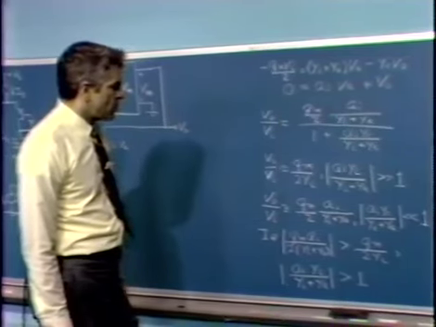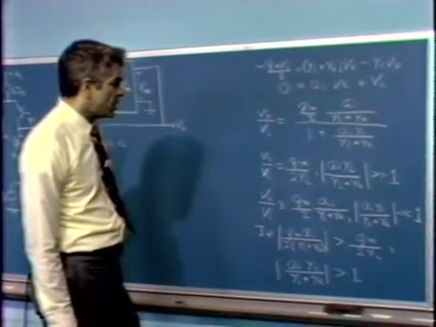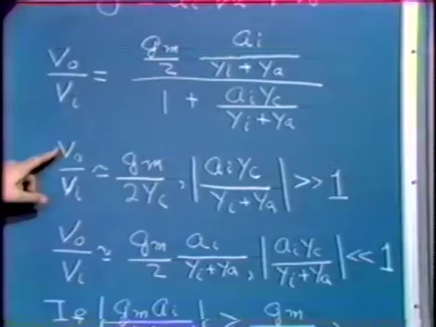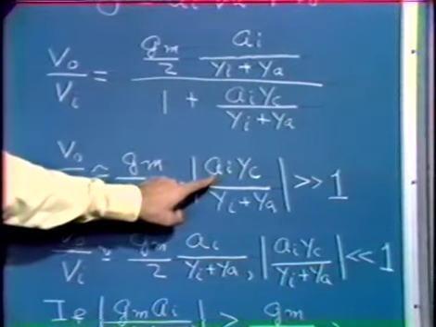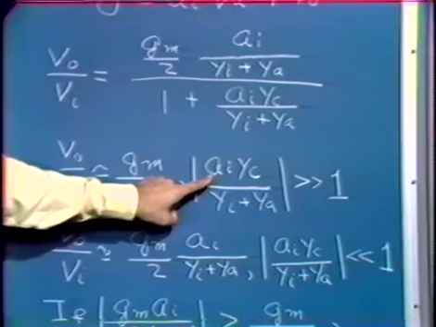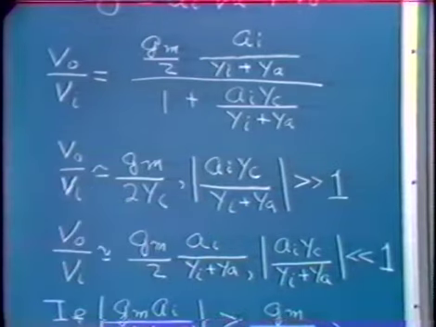This goes right back to what we did earlier in our general discussion of feedback compensation. Let's consider the quantity V out over VI, the open loop transfer function of the amplifier, for those two limiting cases. Well, if the magnitude of the transmission around the minor loop, the AI YC over YI plus YA product, is much larger than 1.